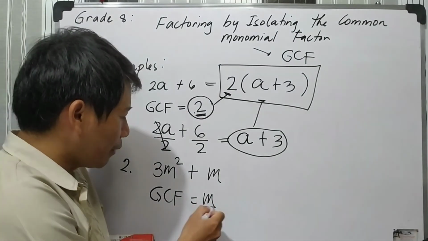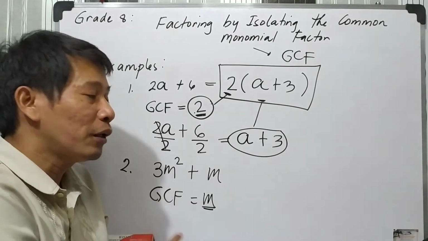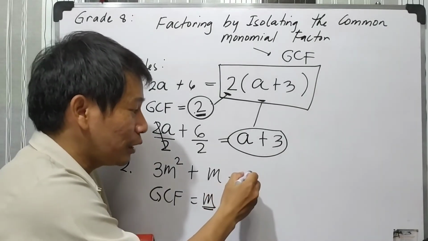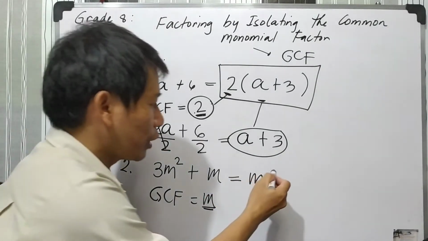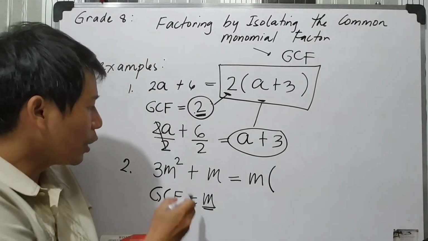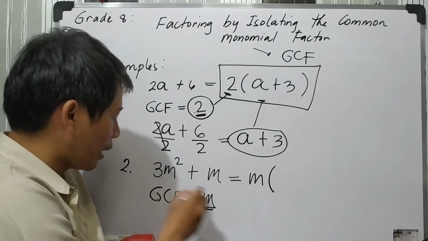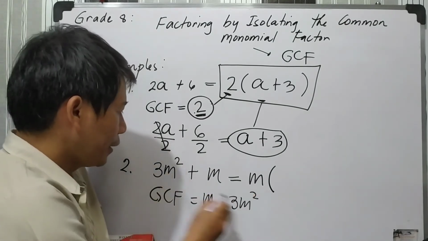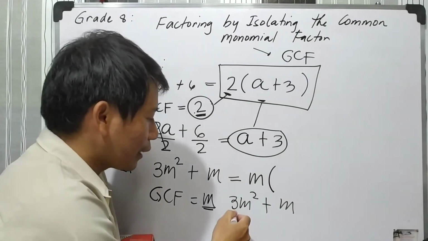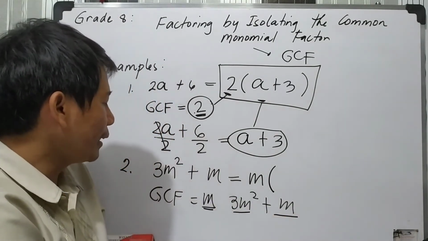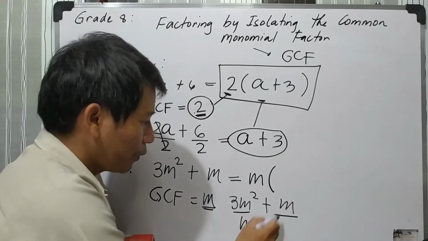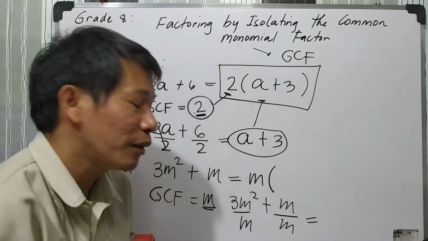So, we already have the GCF. Sabi natin kanina, yung GCF will serve as one of the factors. So, sulat nyo na dito, m. Now, to get the remaining factor or the other factor, just like what we did here, we will divide each term. So, 3m squared plus m. Yung bawat term natin sa given, i-divide natin by the GCF that we obtained. So, divided by m, divided by m. What do you think will be the quotient?